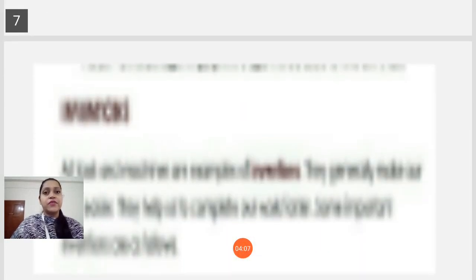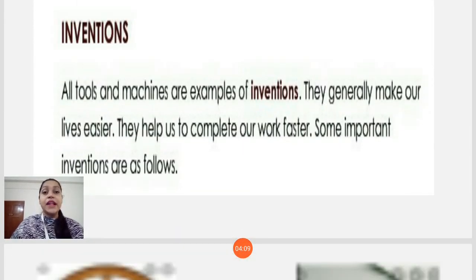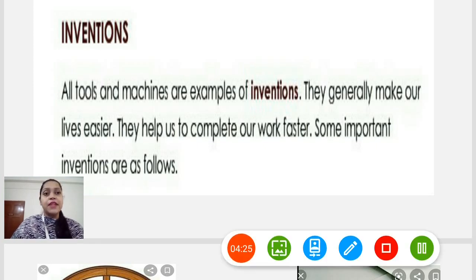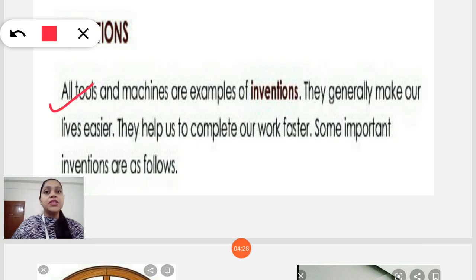Then next, children, we have inventions. What are inventions? All tools and machines are examples of inventions. They generally make our lives easier. They help us to complete our work faster. Some important inventions are as follows. So what are inventions? Inventions are all tools and machines. These are all made by men to make our lives easier, and this is known as invention.